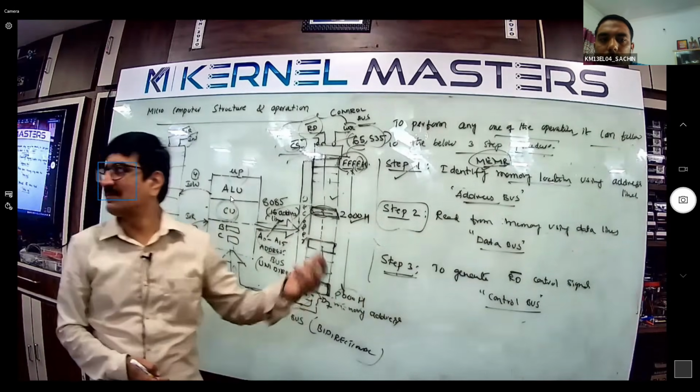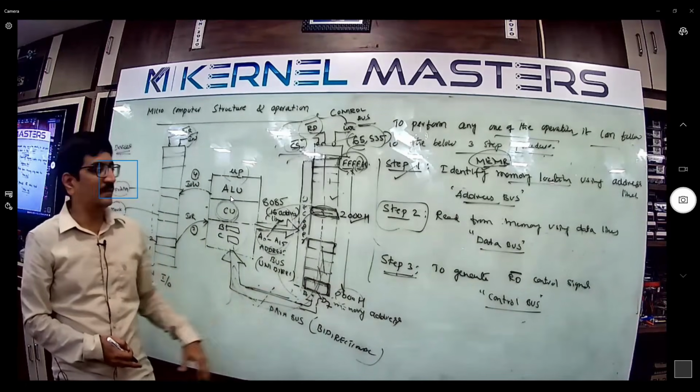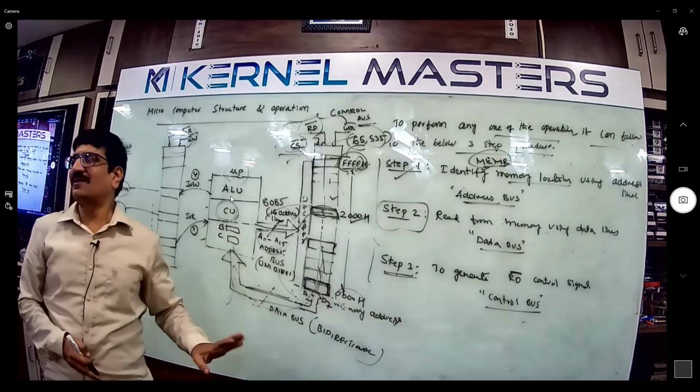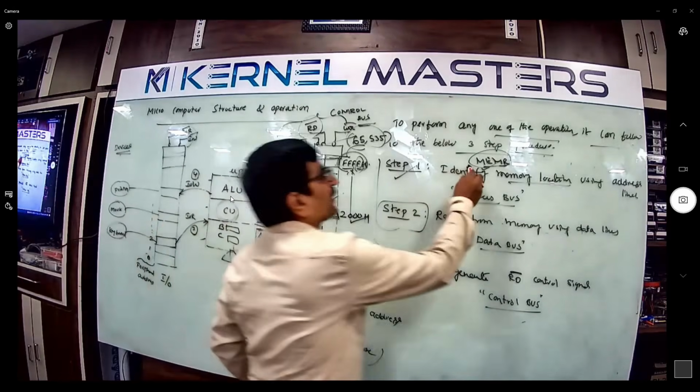Read from memory. The third step is to generate the control bus signal, the memory read operation. Okay, three steps only. Now tell me about the memory write operation.